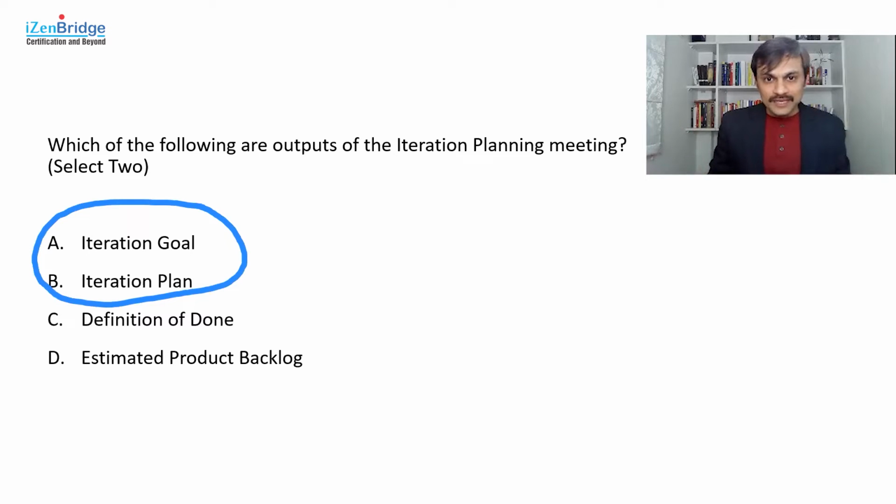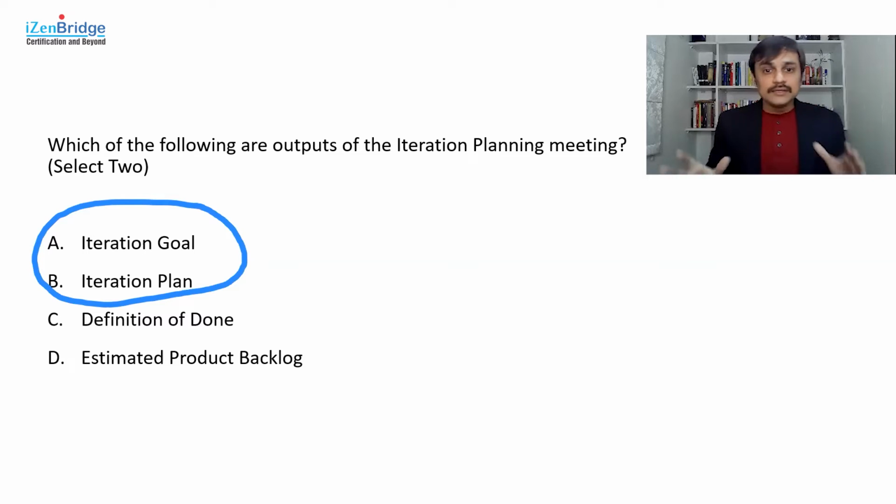You should not face any difficulty in picking A and B. This seems to be a very easy question. Now, if you are finding this question a little difficult, it means you need to study a little bit more about how these various agile meetings operate, what is their goal, and what are their objectives or the outputs which they generate at the end of it.